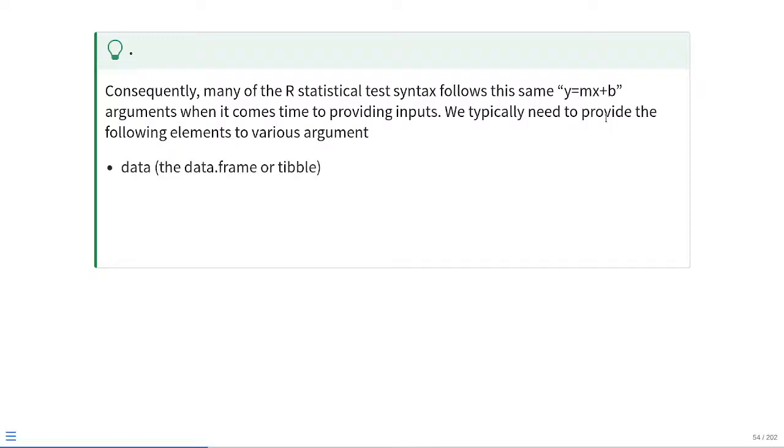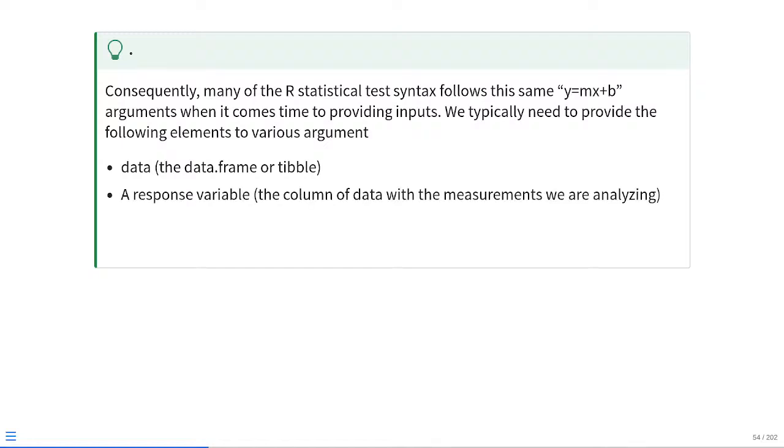So typically for most of these R statistical tests that we'll be working with today, it's expecting us to provide the data, i.e. the data frame or the tibble that contains all our metadata and all our measurements of interest. It expects us to provide a response variable, i.e. the column of data that contains the measurements that we want to analyze to see if there is a statistically significant difference in them.